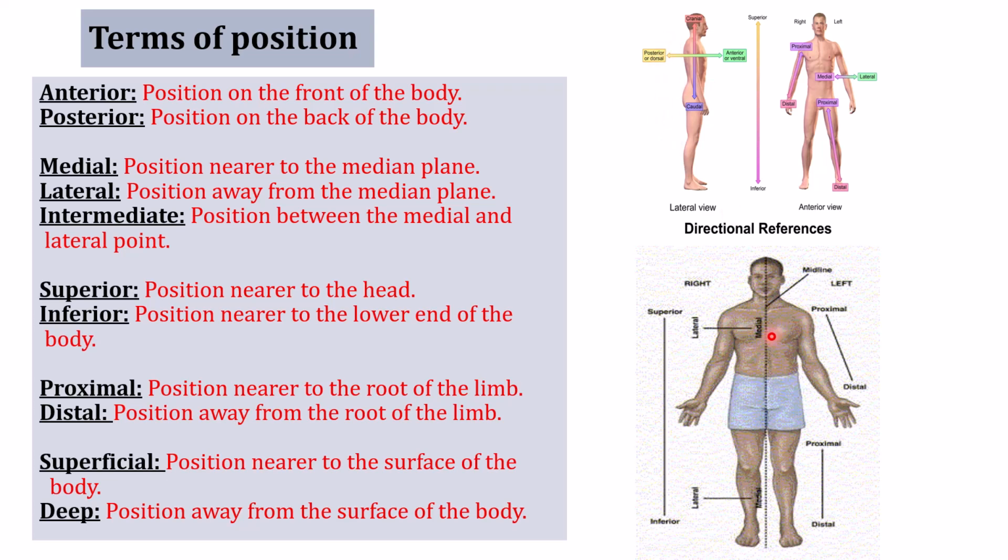Then what is medial and lateral? Can you see here this line? This is the median plane or midline, and any structure or any position which is near to the median plane will be called medial, and any position which is away from the median plane is lateral, and in between the medial and lateral this is the intermediate point. So medial, lateral and intermediate.